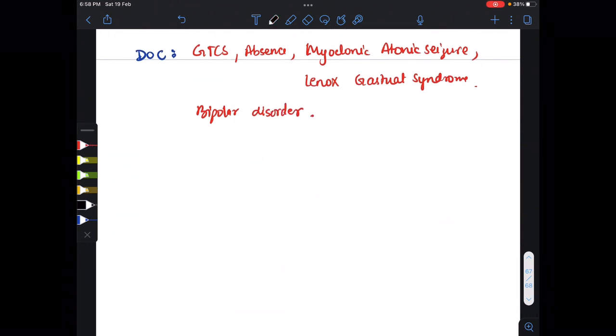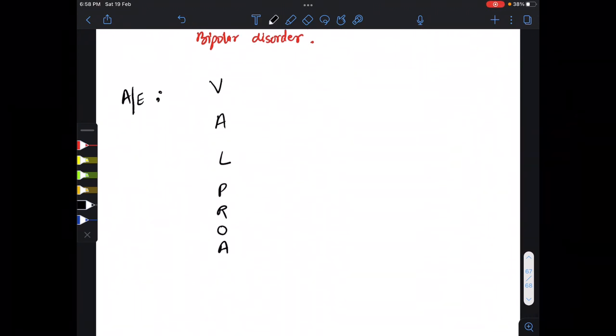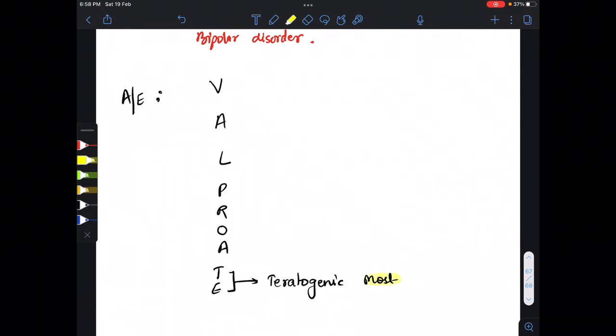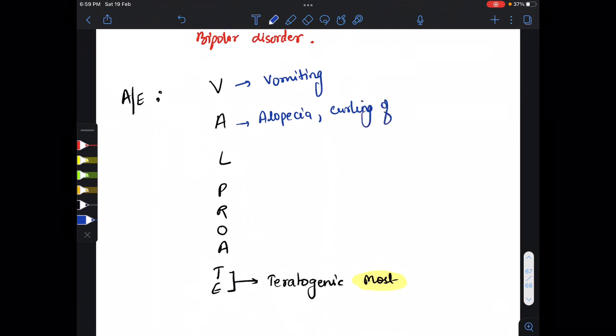So what were the side effects of valproate? The adverse effects of sodium valproate, we can remember by the name, valproate. TE stands for teratogenicity, and the most teratogenic drug is sodium valproate. Please remember, it is the most teratogenic drug. V stands for vomiting. A stands for alopecia, or we can say curling of hair. L stands for liver, meaning it is hepatotoxic in young children.